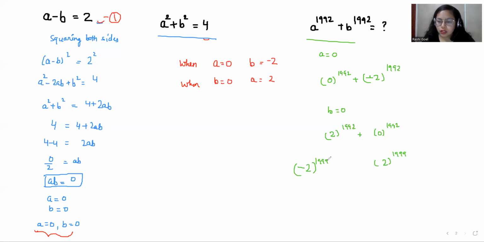What we notice is that the power is an even number. If the base is negative and the power is even, you always get a positive value. So overall you get 2 power 1992, and same here. So in both the cases, our overall answer is 2 power 1992. I hope it's clear.